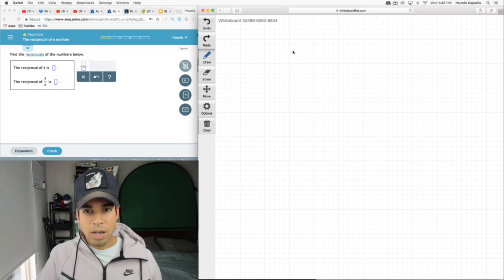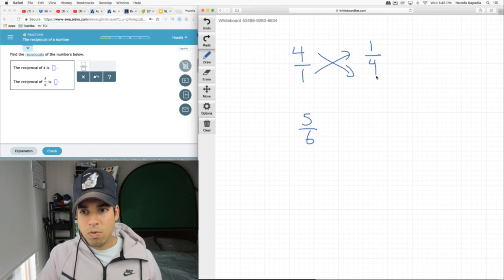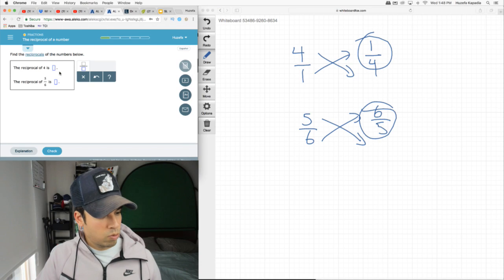All right, so again, reciprocal of 4 over 1 and 5 over 6. For 4 over 1, these guys switch places and we get 1 over 4. For 5 over 6, they switch places and we get 6 over 5. So this becomes 1 over 4. This becomes 6 over 5.